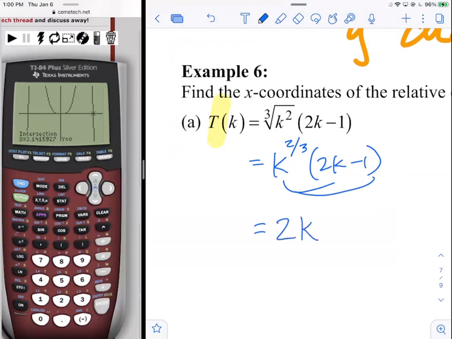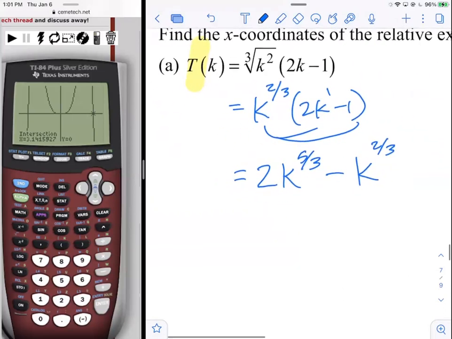So 2k to the 1 plus 2/3, that's 1, right? So that's 5/3 minus k to the 2/3. Now remember, when we're using functions, we really like them factored. And it was given to us factored. So we like that. But to take the derivative, let's put it in a different form that's easier.